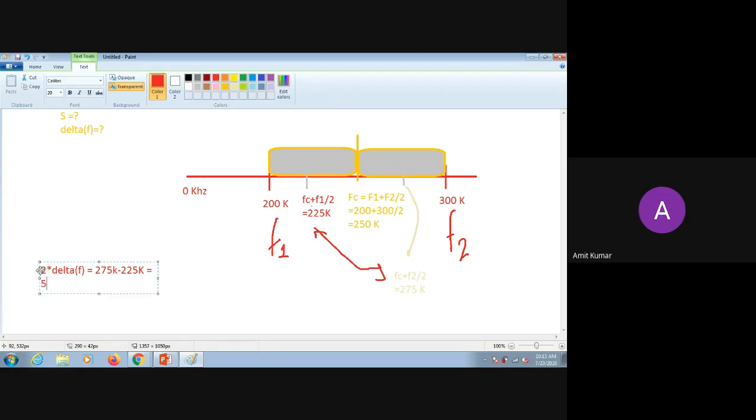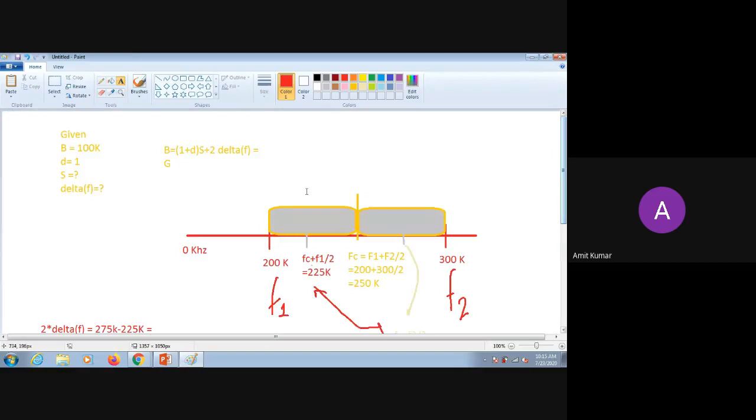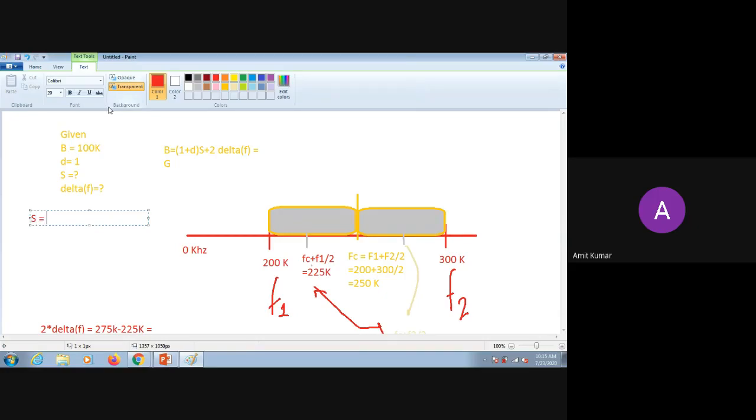So this will be 50K. Now we want to substitute these values here, and we will calculate our S. So S will be given by: first, the bandwidth is 100K, which equals 1 plus D, and D is given as 1, plus 2 delta f, which we have already found to be 50k. So 100k minus 50k, you are having 50k equals twice of S.